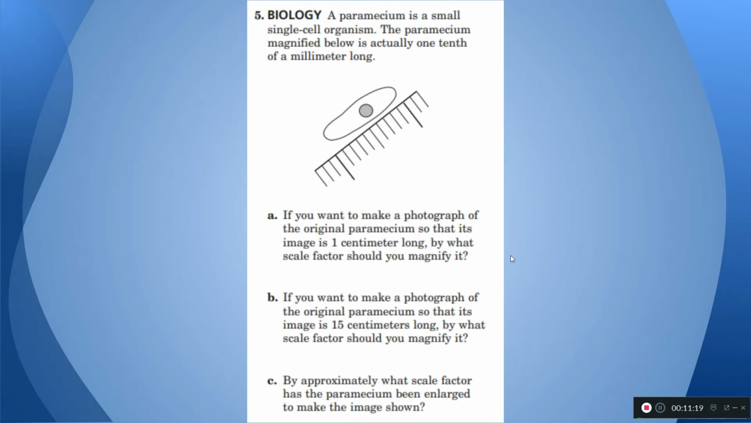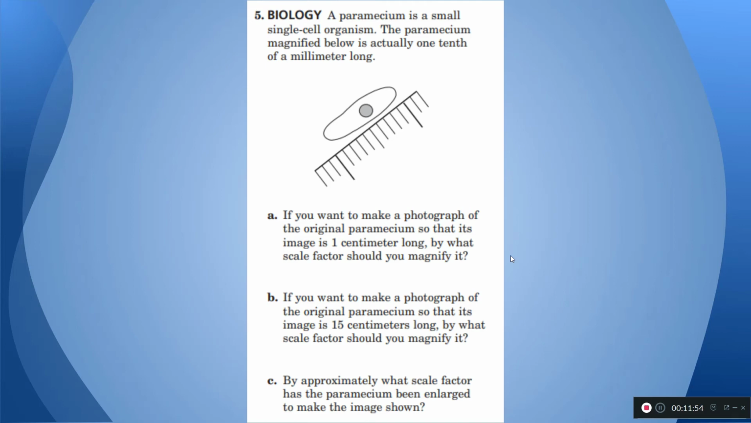Our next problem says that a paramecium is a small single-celled organism. The paramecium magnified below is actually 1/10 of a millimeter long. So problem number A says that if you want to make a photograph of the original paramecium so that its image is 1 centimeter long, by what scale factor should you magnify it? Question B says, if you want to make a photograph of the original paramecium so that its image is 15 centimeters long, by what scale factor should you magnify it?